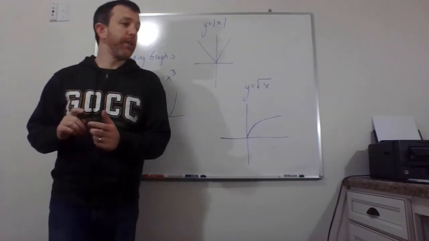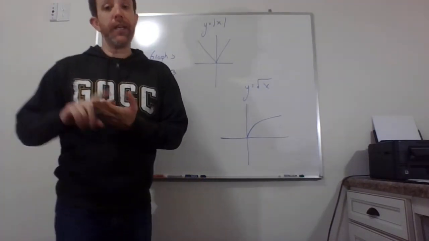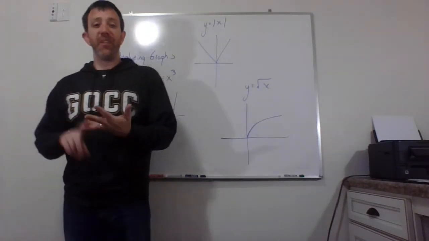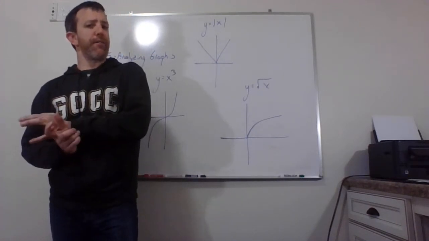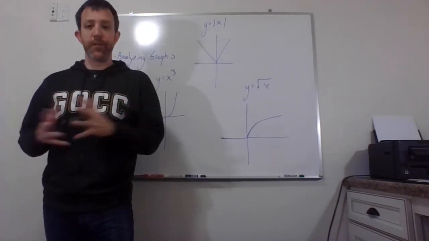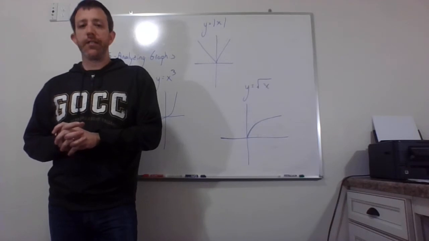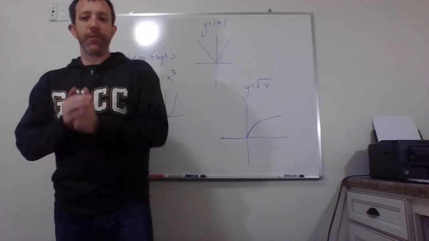In this section, we're going to look at symmetry, even and odd functions, and then we're going to do something called average rate of change and the difference quotient. And so those will be things to look forward to here in just a little bit. But let's get started with symmetry.